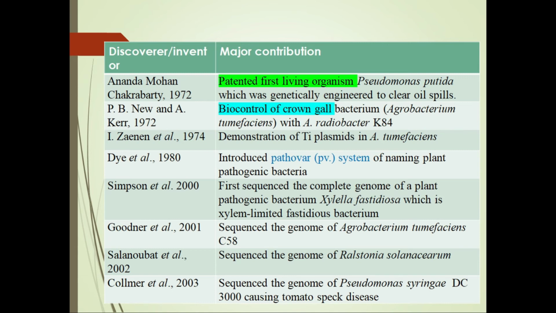Then sequencing started with other bacterial pathogens like Agrobacterium tumefaciens, Ralstonia solanacearum, Pseudomonas syringae, and so many. In fact, now out of about 150 plant bacterial pathogens, more than 130 bacteria have been sequenced. So the genome sequencing has been really very fast. These days we can have genome sequencing done very fast. Within a day, one microorganism's genome can be fully sequenced.